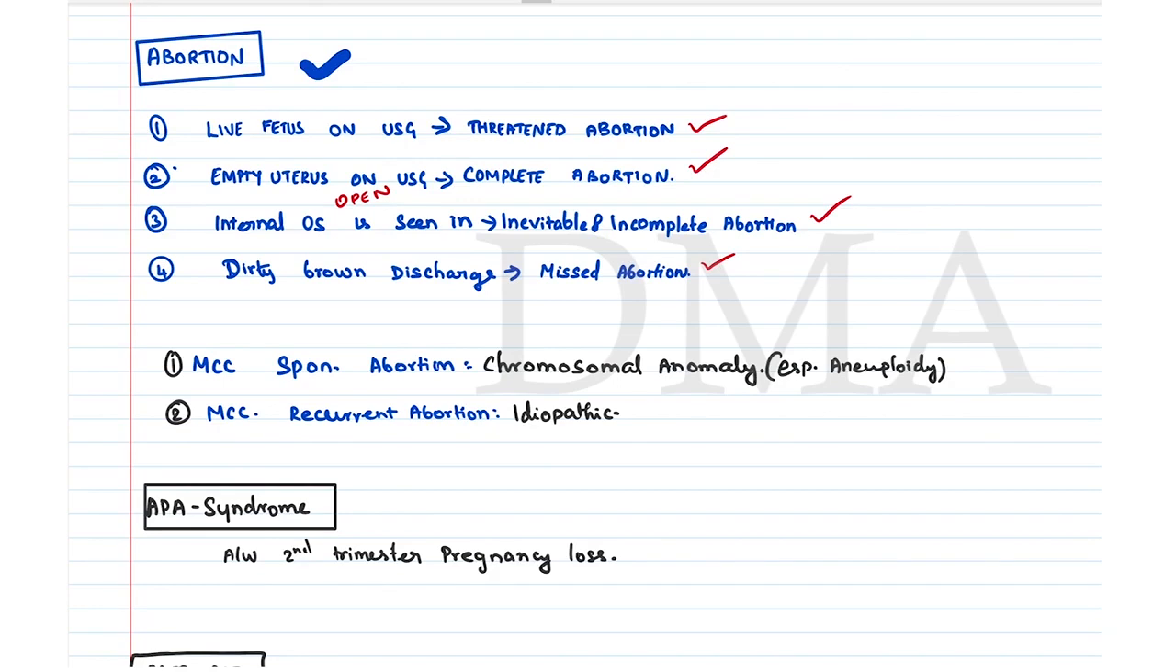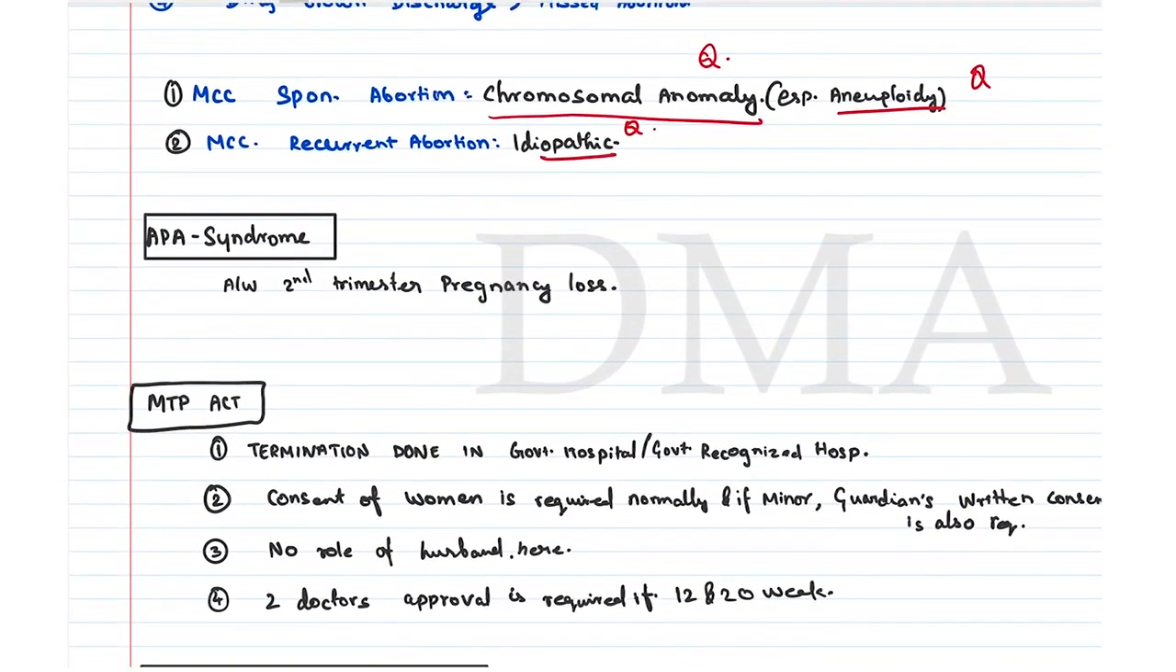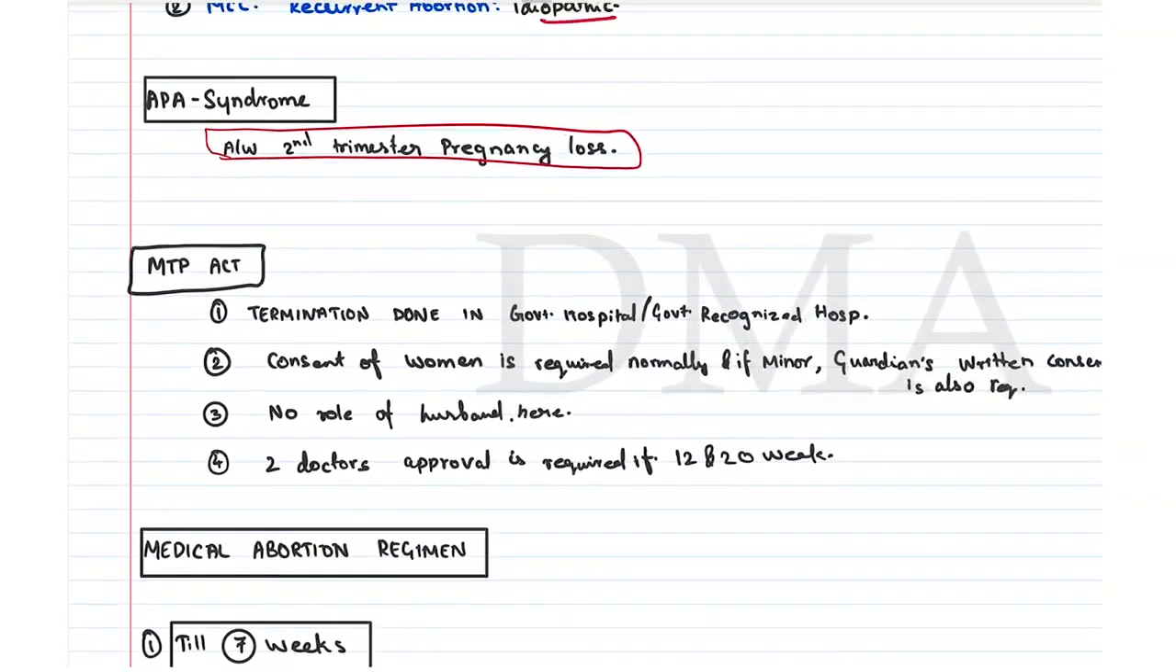Okay. The most common cause of spontaneous abortion is chromosomal anomaly. And among chromosomal anomalies, the most common one is aneuploidy. Two important MCQs. Okay. And the most common cause of recurrent abortion is idiopathic, that is unknown. Next, antiphospholipid antibody syndrome. You will study that in medicine. I'm going to mention only that it is associated with second trimester pregnancy loss, and the anti-cardiolipin antibody will be seen.